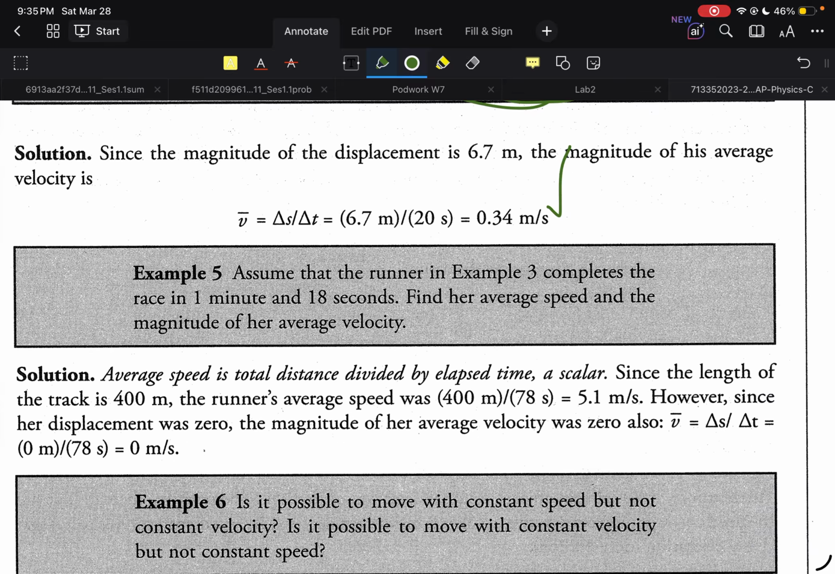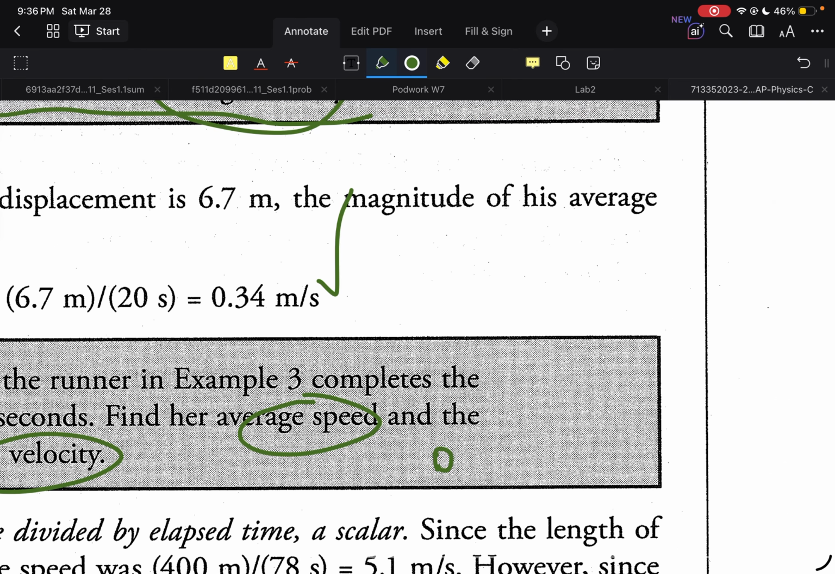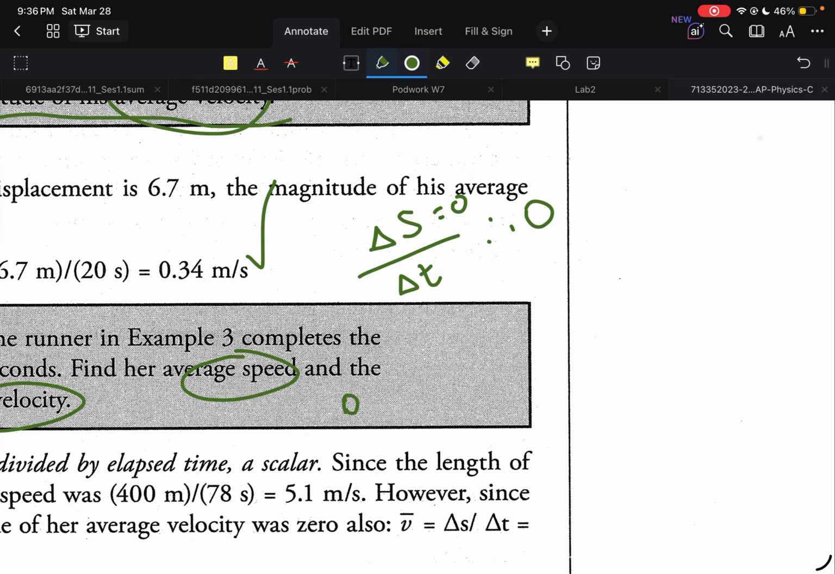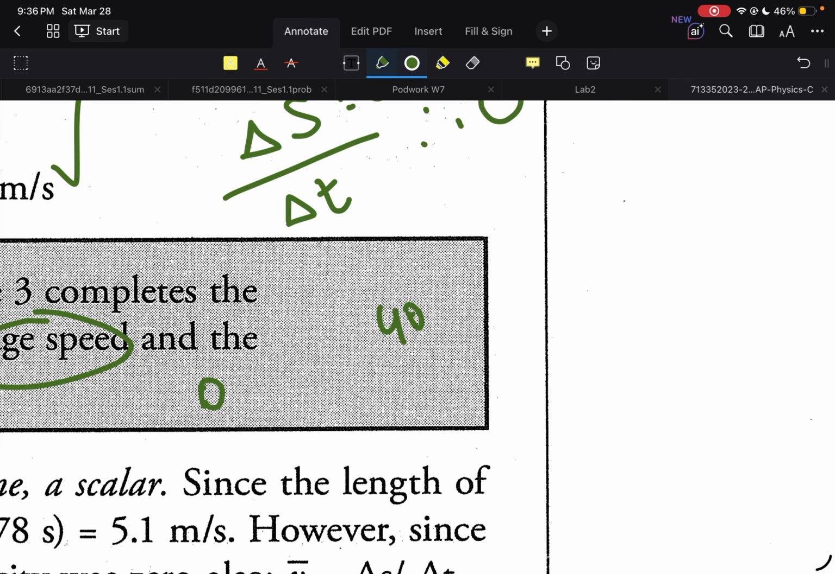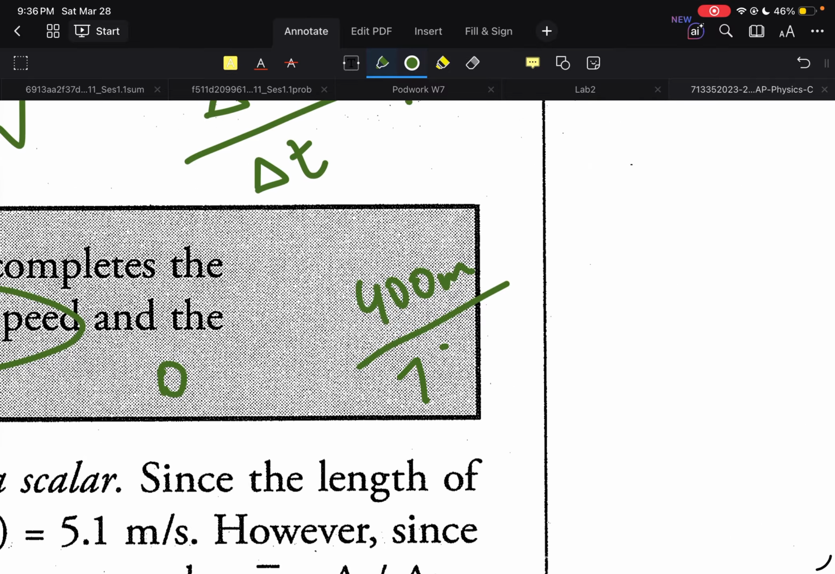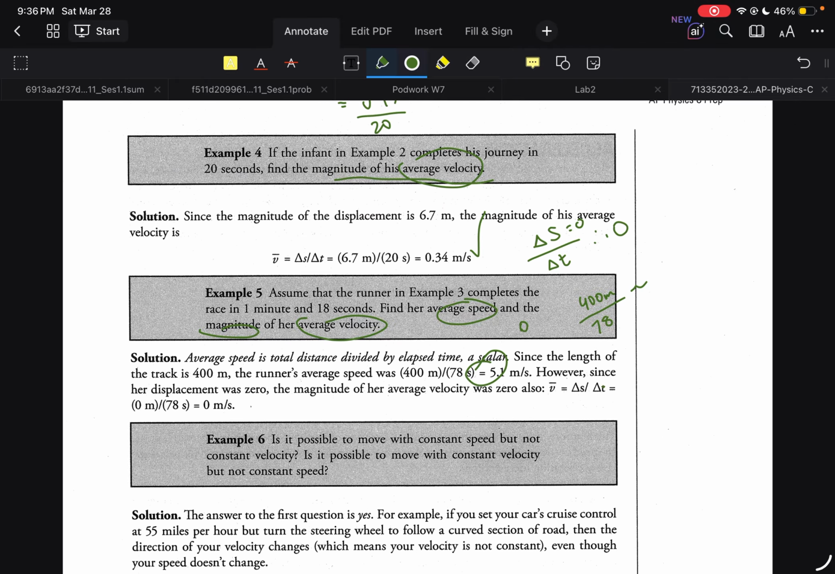Assume the runner in example 3 completes the race in 1 minute 18 seconds. Find her average speed and the magnitude of her average velocity. Average velocity, we know, over the whole time is going to be 0, correct? Because it's the change of displacement over change of time, but this is already 0. Therefore, the whole thing is going to be 0. Okay, average speed, on the other hand, 400 meters over how many seconds? 78? Whatever that is. It's 5.1, they say.